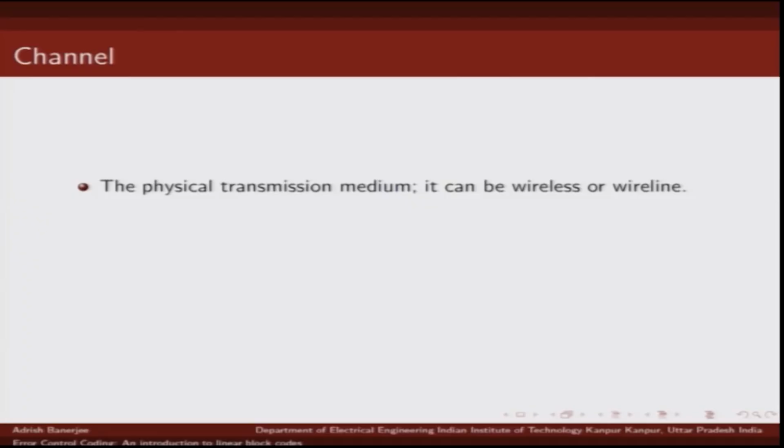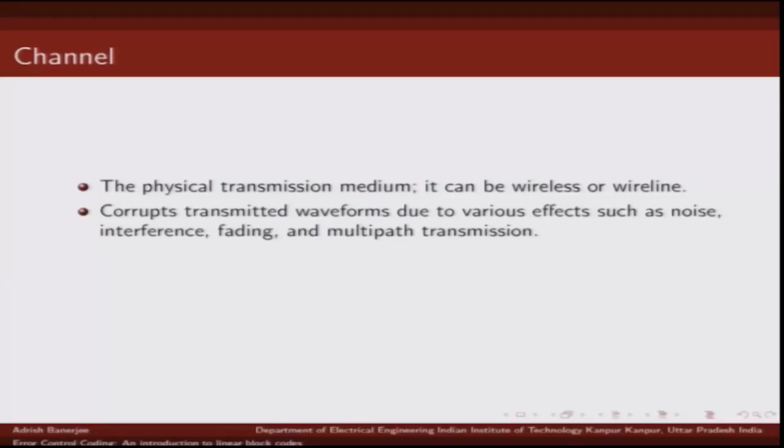The next block in our block diagram was the channel. So, what was the channel? The channel was essentially our transmission medium over which we were sending our coded bits. The physical transmission medium is known as the channel, and this could be a wired medium, for example our old fashioned phones, or it could be a wireless medium.